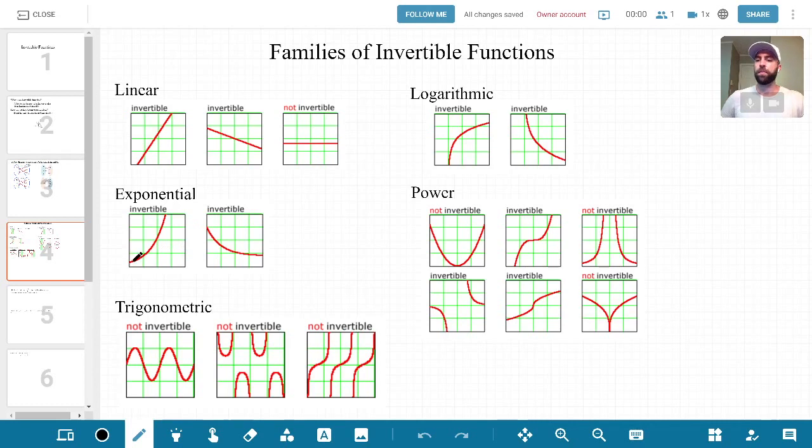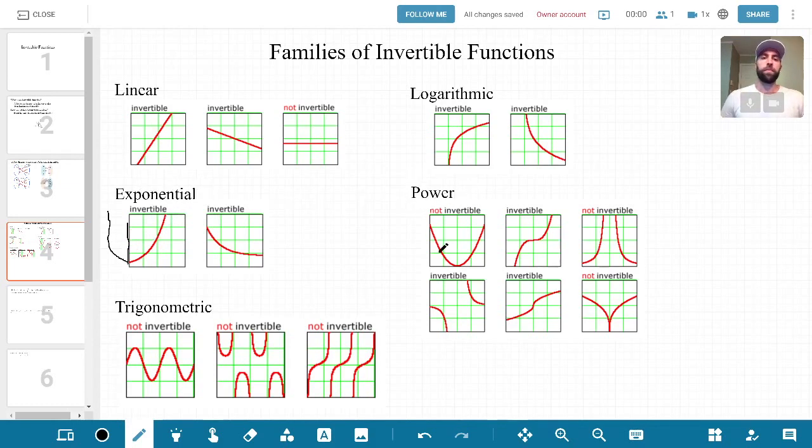Exponential functions, the two examples shown here are invertible because they both would pass the vertical line test. But in the case of a normal even power, this could be represented as x squared. On the other side, if this was the y-axis, this edge here, it would look the same over here. And if you try to take the inverse of this function, it would not be invertible. So like x squared would not be invertible, but it is a family of invertible functions.